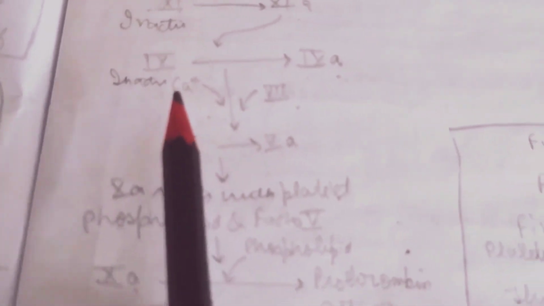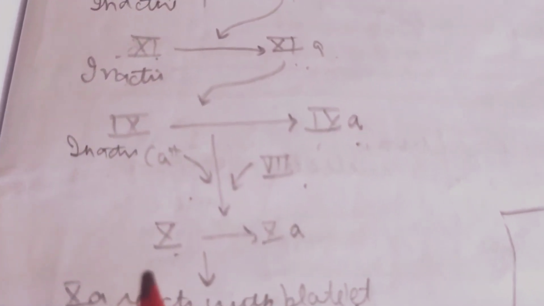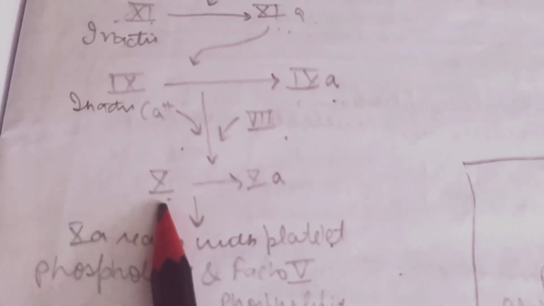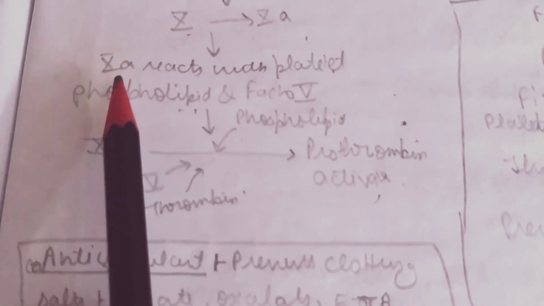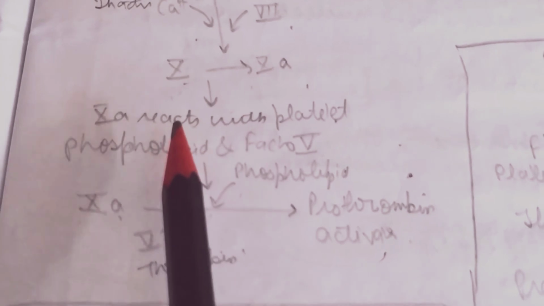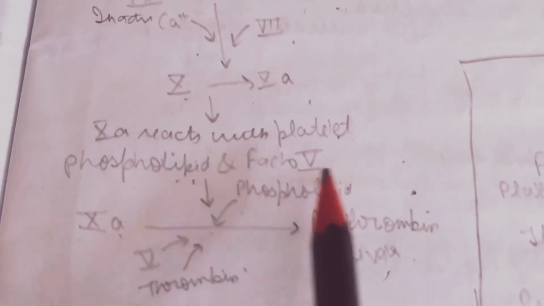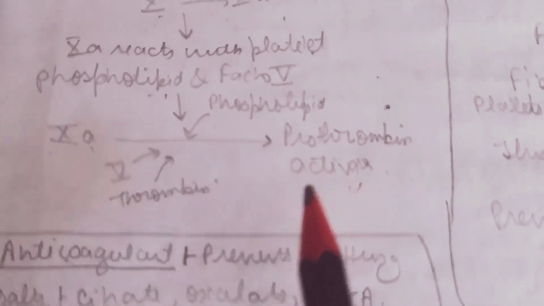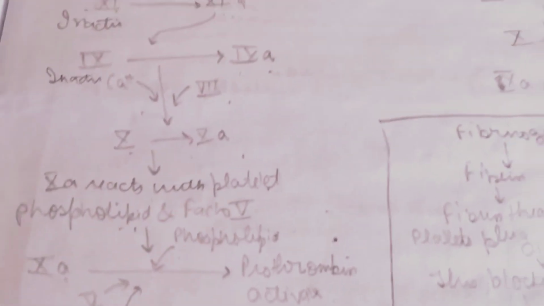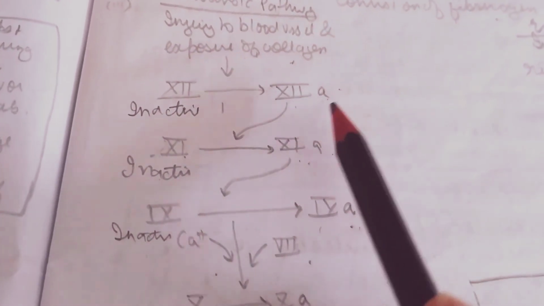Now to this conversion, calcium and 8th factor come into play and convert inactive 10th factor to active 10th factor. So the active 10th factor reacts with platelet phospholipids and factor 5 and becomes prothrombin activator, right? So we can see that this is a cascade process.